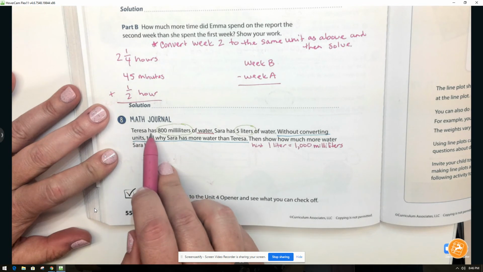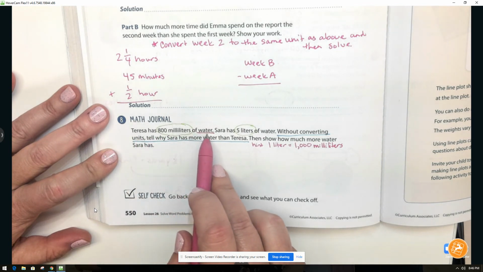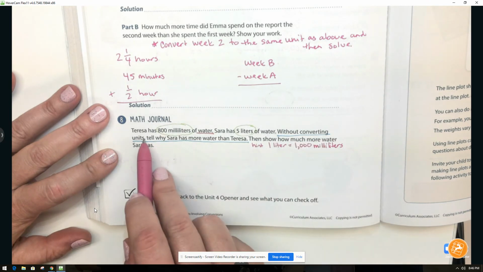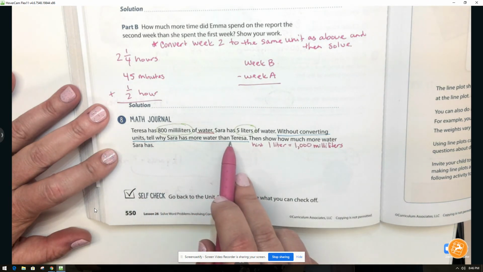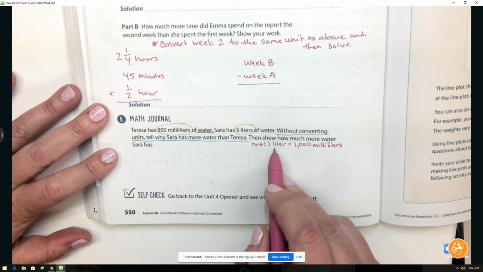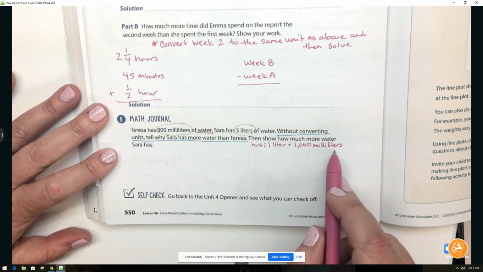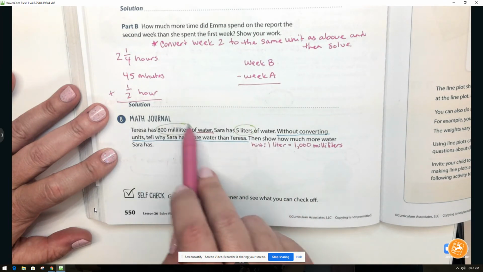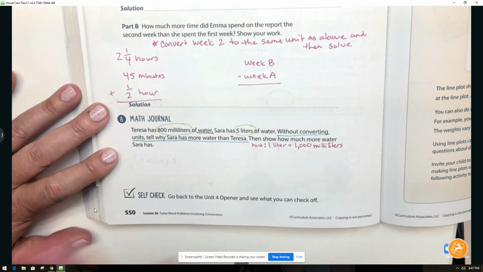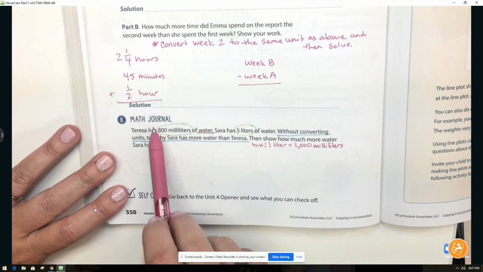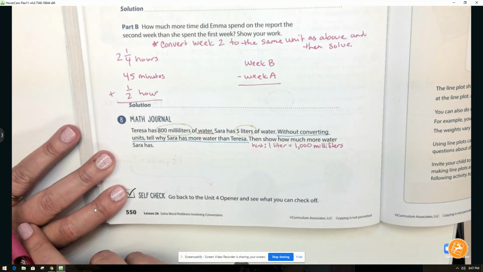Finally, number 8 says Teresa has 800 milliliters of water. Sarah has 5 liters of water. Without converting units, tell why Sarah has more water than Teresa. And here's a hint. 1 liter equals 1,000 milliliters. So if Sarah has 5 liters of water and Teresa has 800 milliliters, without doing anything, how can you tell that Sarah has more water than Teresa?